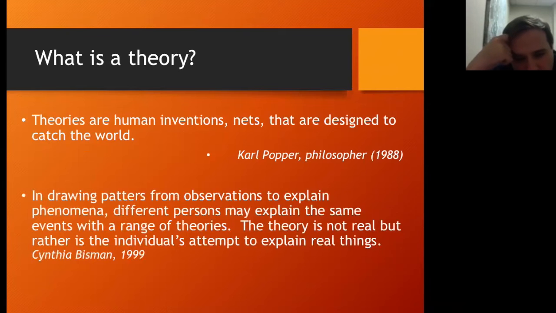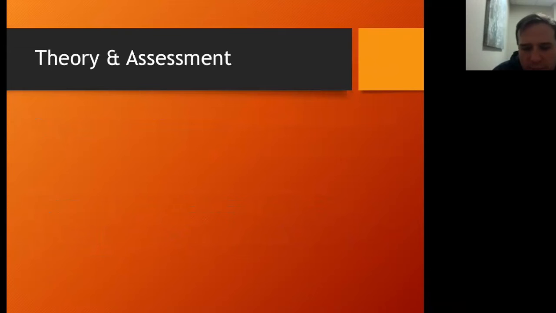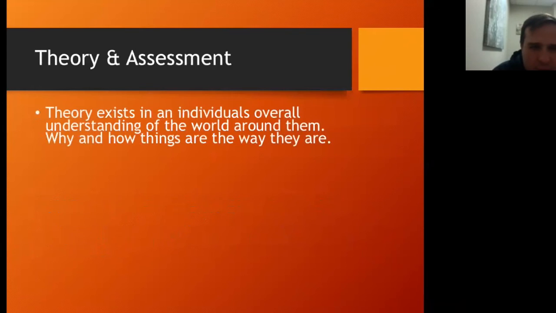So there's another definition, Cynthia Bisman. In drawing patterns of observation to explain phenomena, different persons may explain the same event with a range of theories. The theory is not real, but rather is in the individual's attempt to explain real things, right? So that's that dance of the abstract versus the real. So understanding as you're coming into this formulation that because it's theory, it's not an exact science, right?